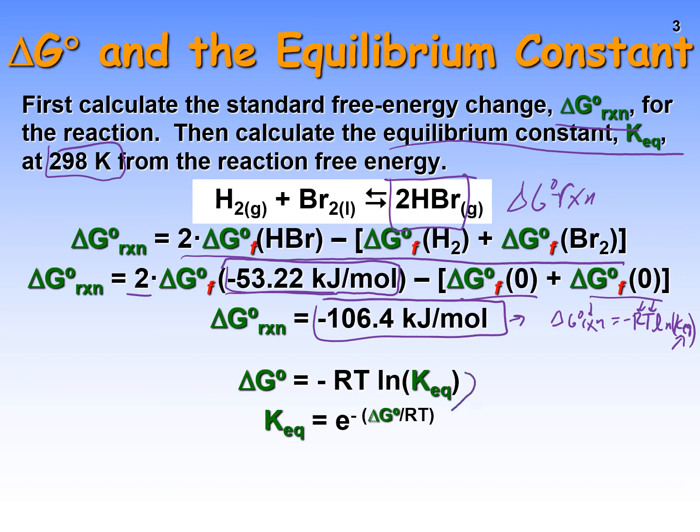If I rearrange this equation to solve for KEQ, I get this, right? E to the negative delta G naught over RT. Again, R is in joules, delta G naught is in kilojoules. You got to be careful about that. So that's why I'm multiplying it by 1,000 this time.